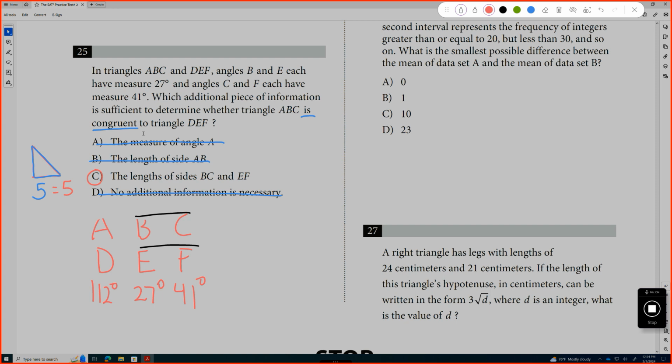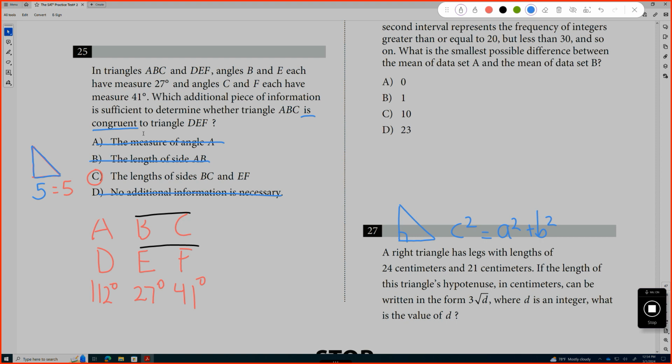Okay, and then we have 27. And back to 26 after 27. 27 is a right triangle. Remember the Pythagorean theorem. You don't have to remember the word. Just remember that c squared is equal to what? To a squared plus b squared. All right, and then we can solve for c.